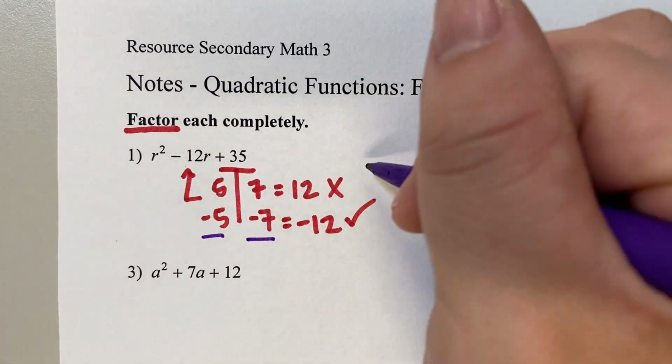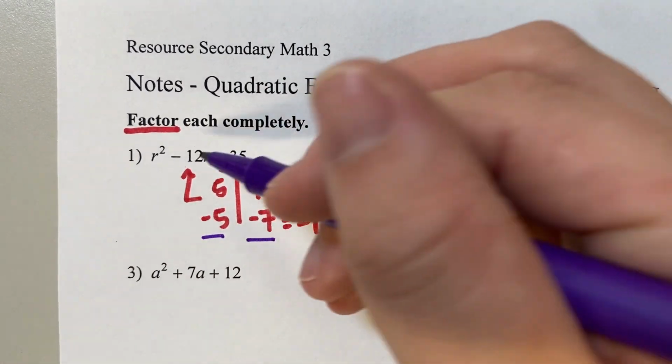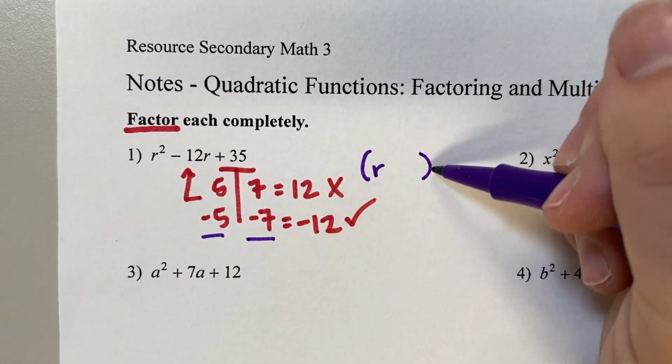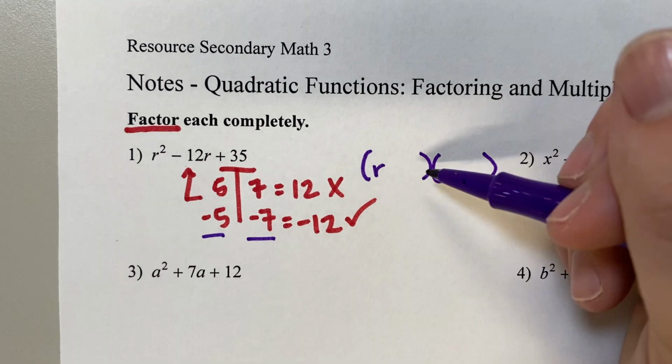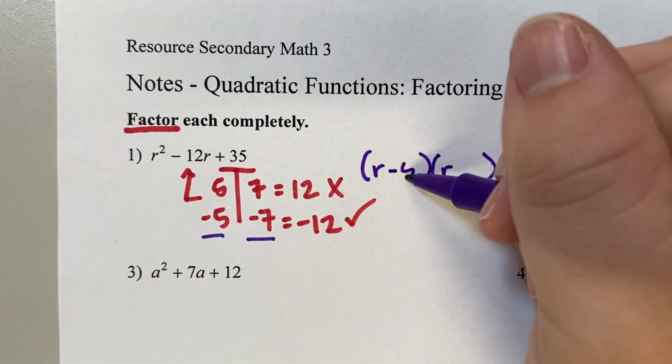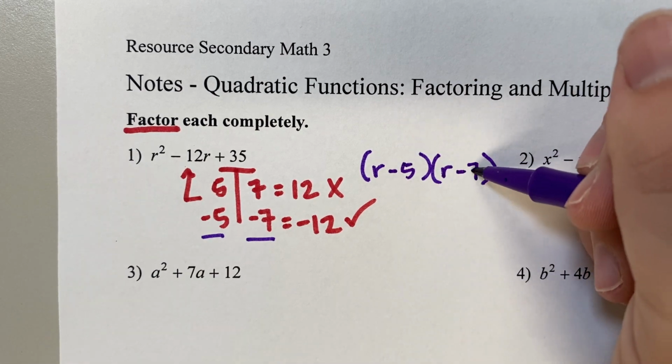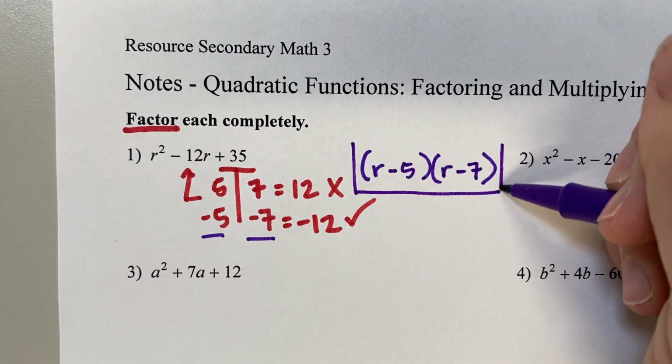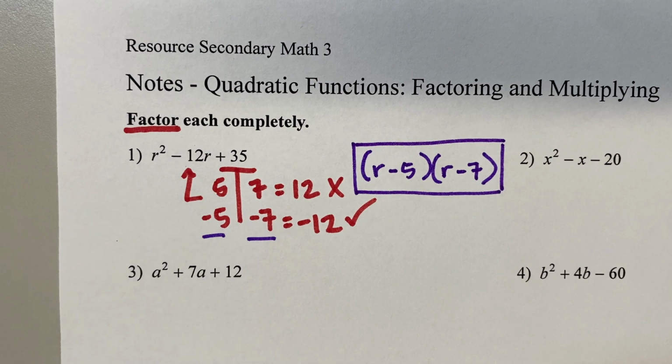Now I just need to write it in factored form. In this case, my variable is r, so I like to give myself two sets of parentheses, my variable in front. I have a negative 5, so minus 5, and a negative 7, so minus 7. And there we go, we are factored.